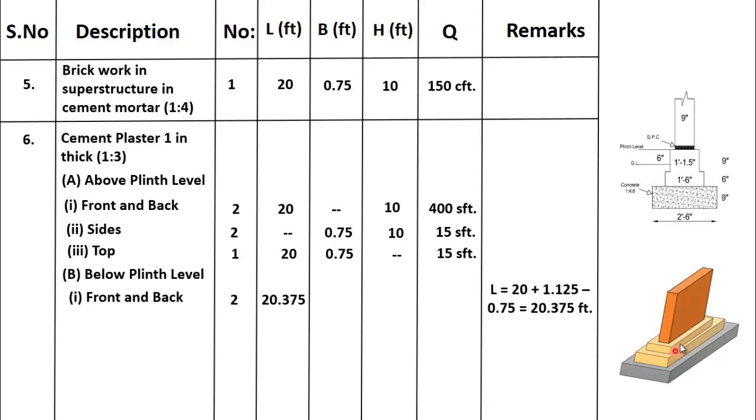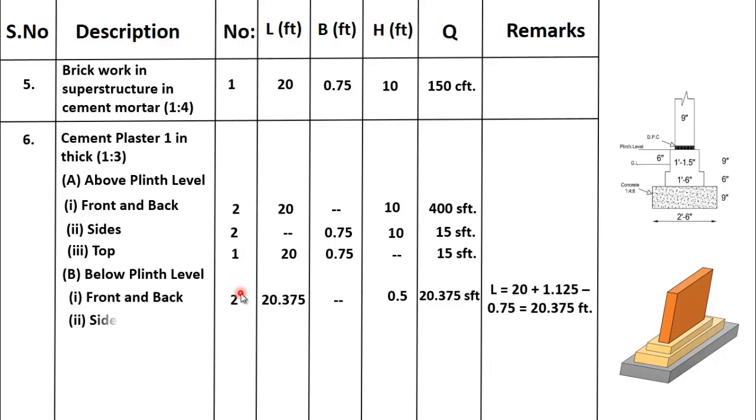Here for this portion, you can see that there is no width. So skip the width, and the height of this portion above ground level up to plinth level is 6 inches or 0.5 feet. After multiplying these values, we will get plaster quantity is 20.375 square feet.